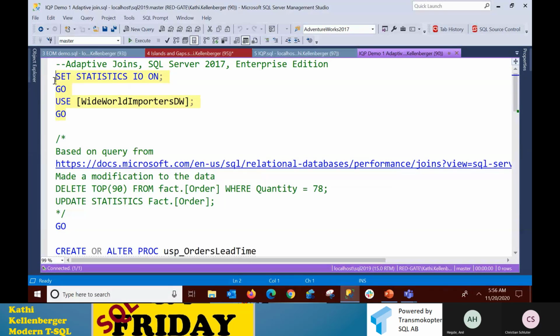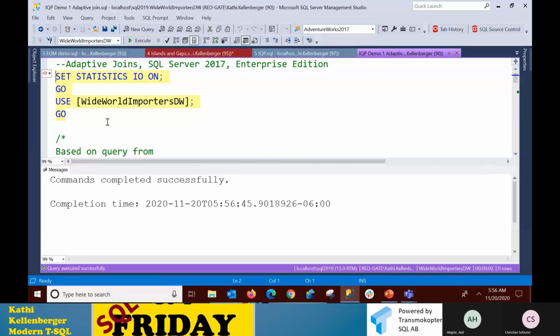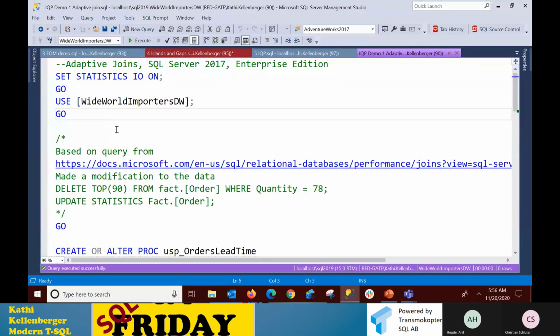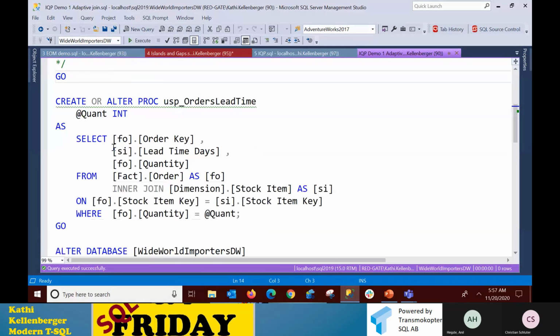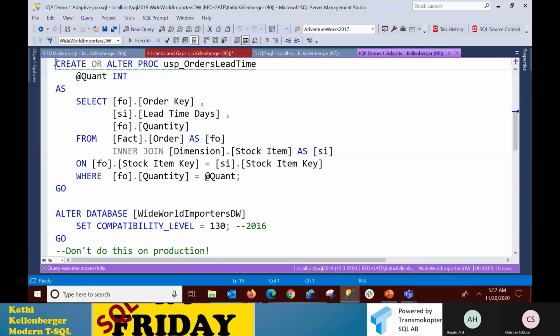Okay, so this one I'm going to use Wide World Importers DW, and I am kind of stealing the query from Microsoft, except when I tried it, it didn't give me the same results, so I had to delete some data from one of them to get a big discrepancy. For some reason, and it may have changed. It has been a while since I came up with this demo. So I'm going to create a stored procedure.